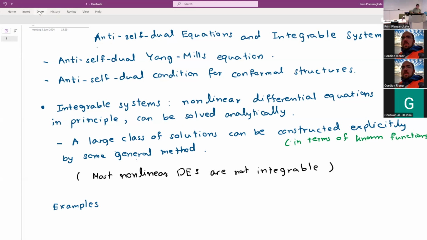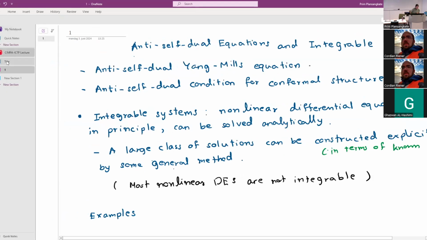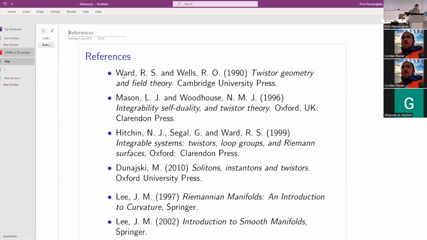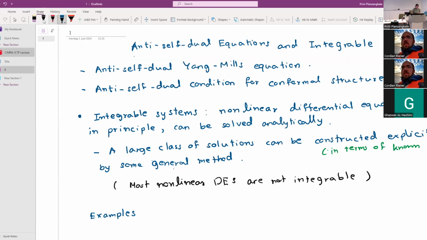In this lecture, the theorems and examples I took from these references, and I will cite them. For example, the examples of integrable systems I will use are from this book by Donofsky. So I will just write like this: this is from the book.